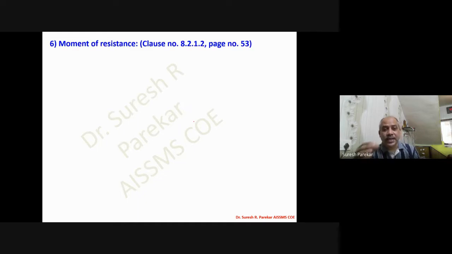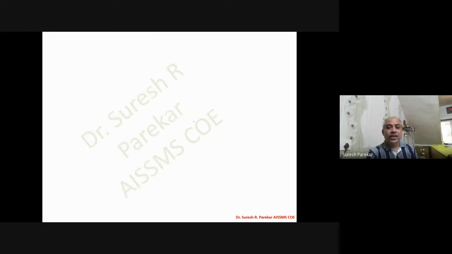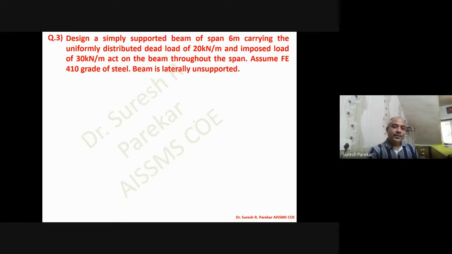Then we have to check the moment of resistance. We have to analyze, and whatever the strength of the section, it should be greater than the bending moment. Now the bending moment, how much we require, that we have seen: 337.5, that is the bending moment, and we require more than this. And then we have beta B ZP Fy upon gamma Mo, and substituting all the values, we are going to get 348.55 kilonewton meter, which is greater than 337.5 kilonewton meter. So this is on the safer side.